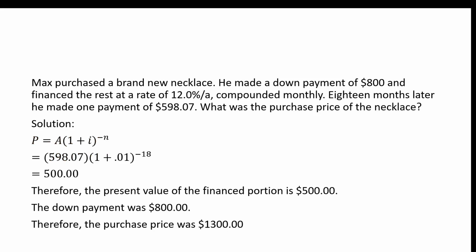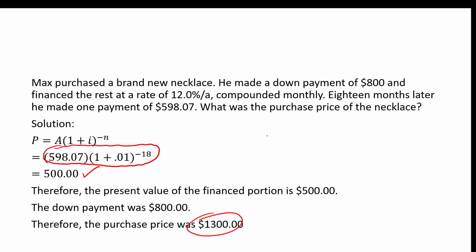So we can then say the present value of the financed portion is 598 times 1.01 to the exponent negative 18, which is $500. Since the down payment was $800, therefore the purchase price was $1,300. Now, it might help to just think about this for a second. So now that we're done, let's think about what this is saying. Max sees a necklace. There's my drawing of the necklace. And on the necklace is a price tag of $1,300.